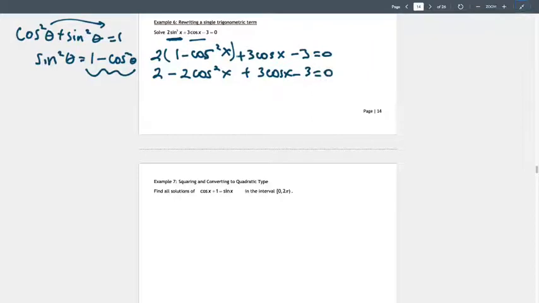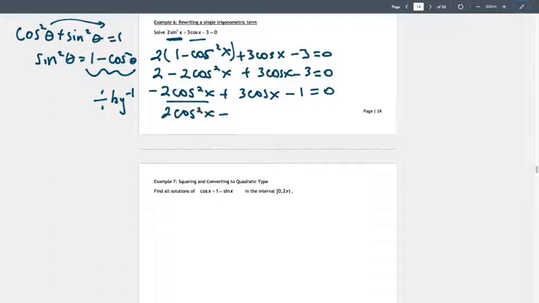And then combine like terms. So we've got negative 2 cosine squared x plus 3 cosine x. The negative 3 and the positive 2 combine to be negative 1. And I personally hate it when the one that's squared is negative, so I'm going to divide through by negative 1. So that gives me 2 cosine squared x minus 3 cosine x plus 1.